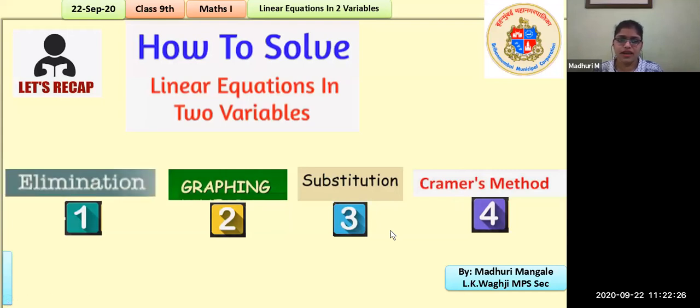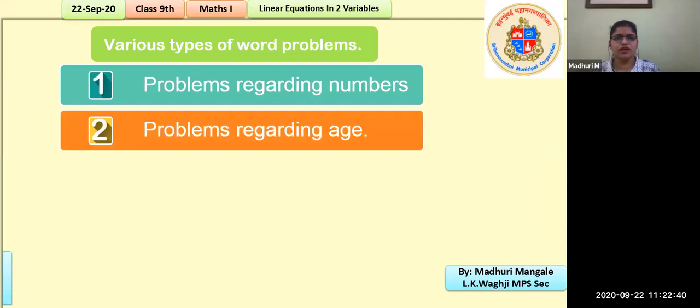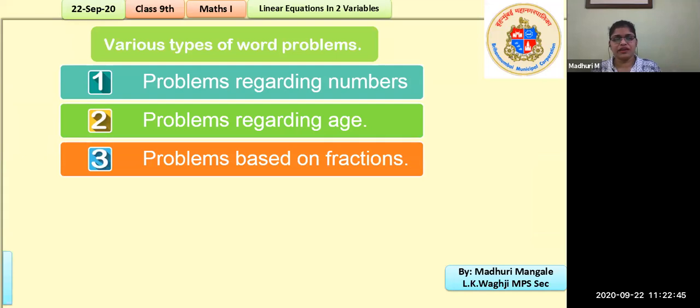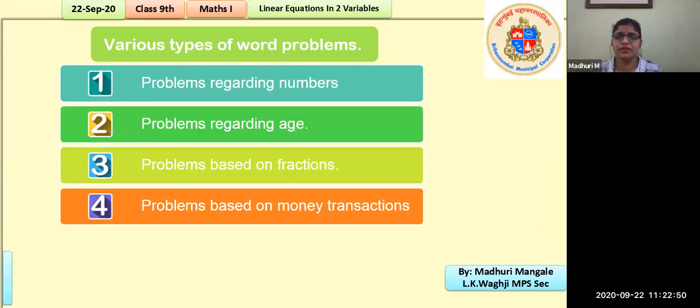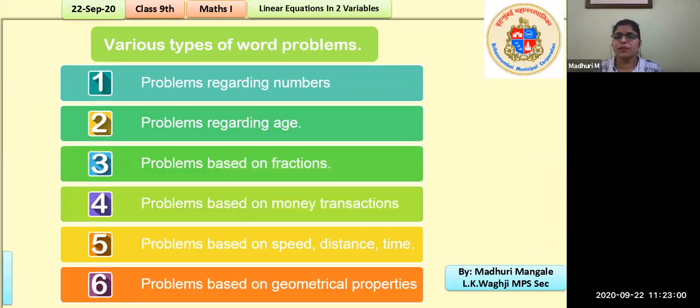And then we have looked at very simple linear equations to complex linear equations and how to work on them and how to solve them. We have completed this part. And also yesterday we did something very interesting, that was working with word problems. And we know the various types of word problems. They can be on numbers, on age, on fractions, on money transactions, on speed, distance, time, and lastly geometrical properties.